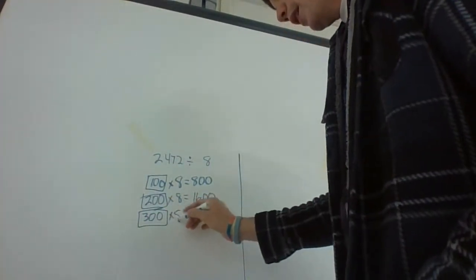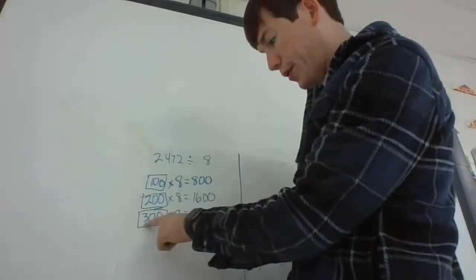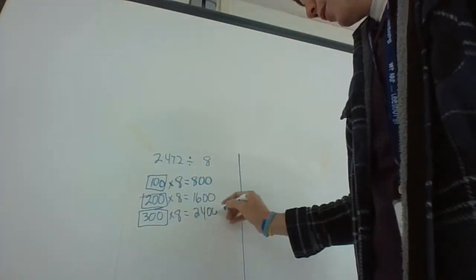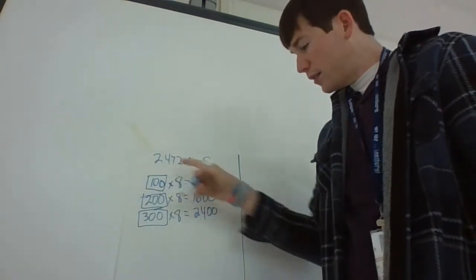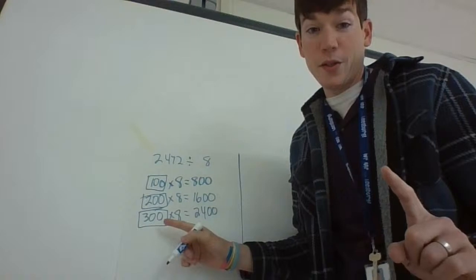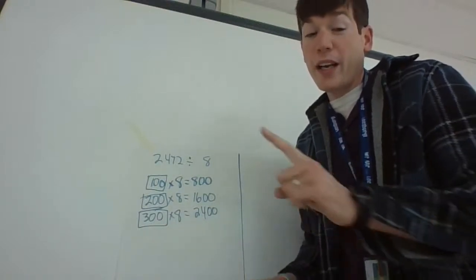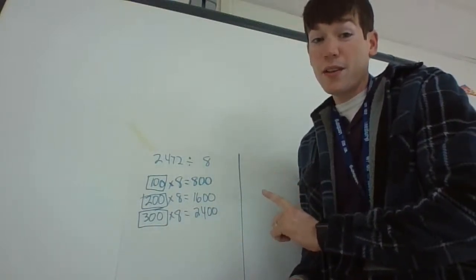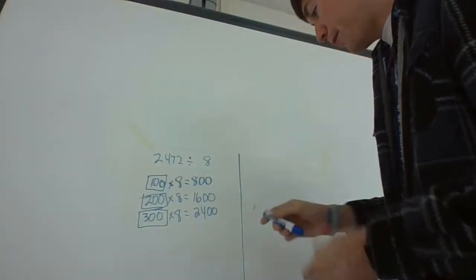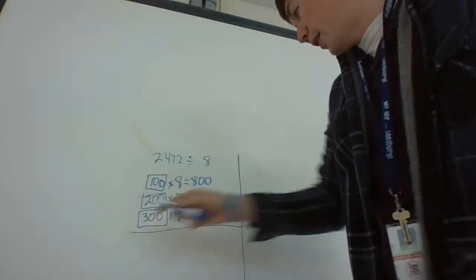300 times 8, and again, all I really need to do there is 3 times 8 is 24, and then add on 2 zeros. Again, it's smaller than this number, so 300 has to be too small. But keep in mind now we're getting to an answer that's really close. We're getting to an answer that's quite close.